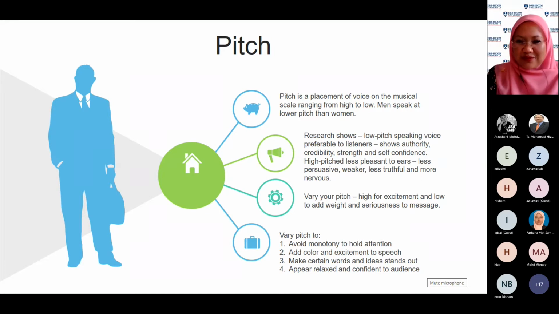I want to give you an example of low tone or low pitch speaking voice. Someone like M. Nasir, the voice is very soothing to the ear, right? As opposed to some singers with very high pitch, normally it's ladies. It sounded sometimes, when they go to the high pitch, like they're screaming on top of their lungs. Okay, so high pitch is actually less pleasant to ears, so less persuasive, of course, and then seems to be weaker. Okay, less truthful and more nervous.